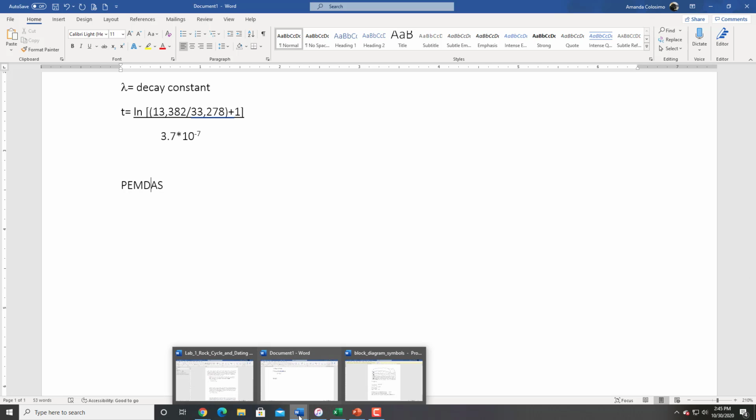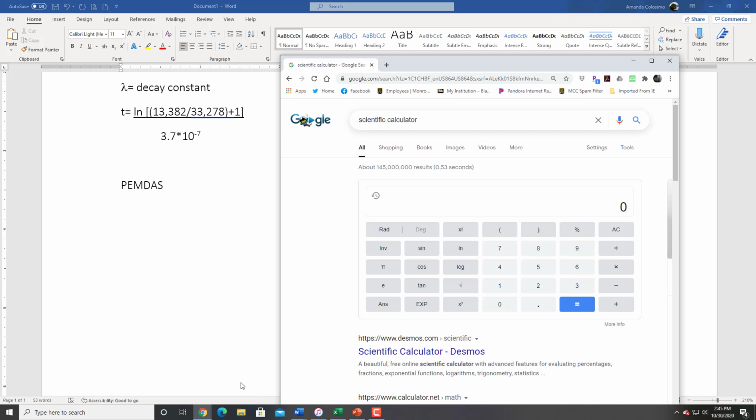So I'm going to show you this two different ways. First, I'm going to show you this with the scientific calculator, and I'll show it to you with Excel.